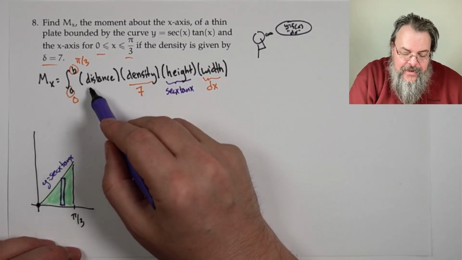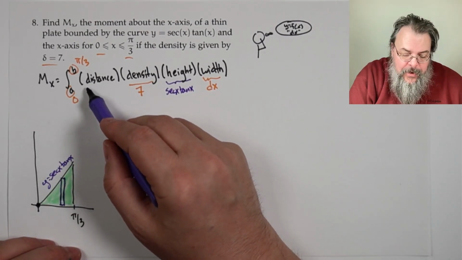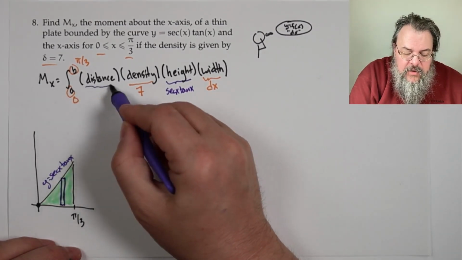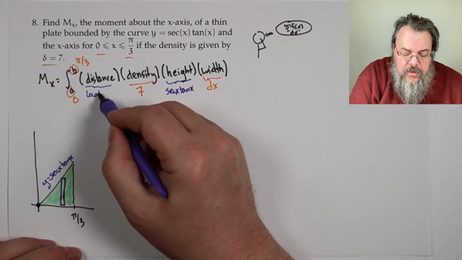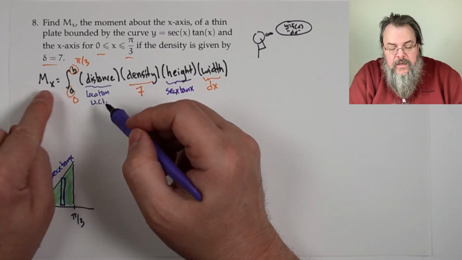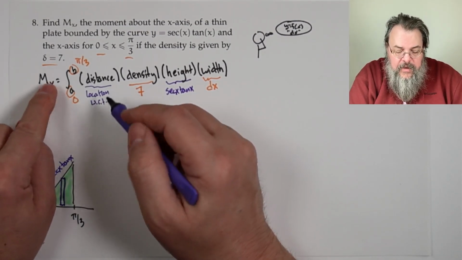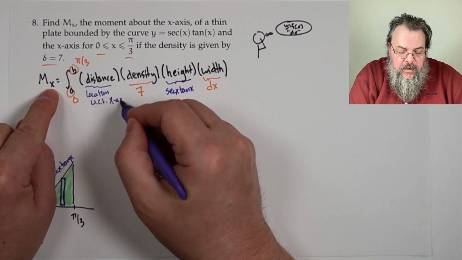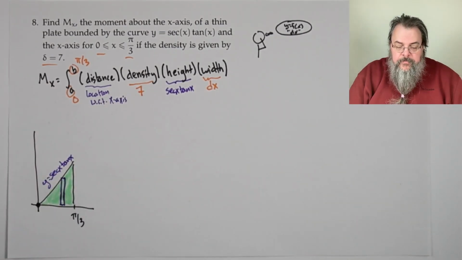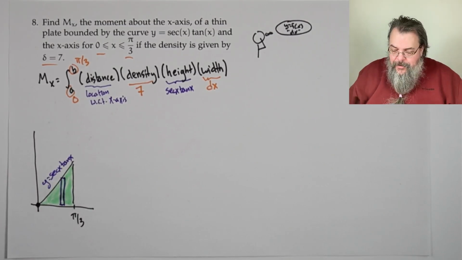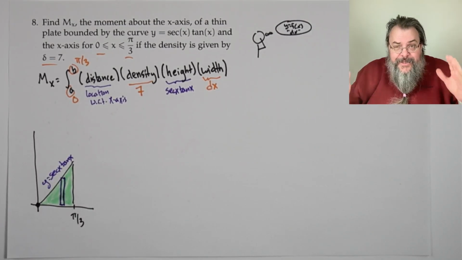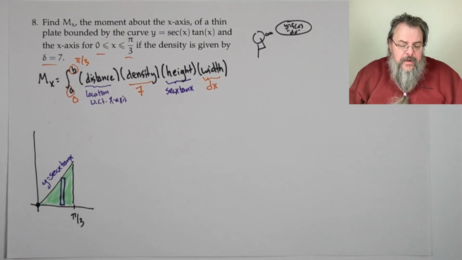What's our distance? Well, for distance, we have to say, what does distance really mean? This is really location with respect to the x-axis, and that's where this x comes into play. Okay, well, that's great. So now imagine that this rectangle was all we cared about, because essentially that's how it works, right?